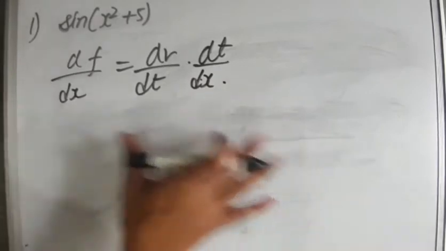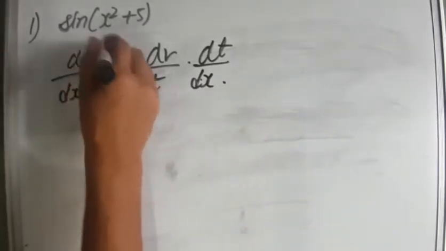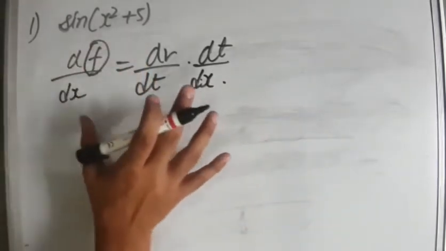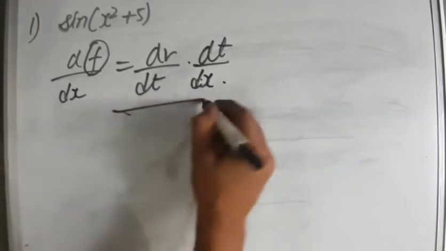Okay, now let us understand what I have written here. F is a function, a composite function, and we have to differentiate it. And this is what the chain rule is.